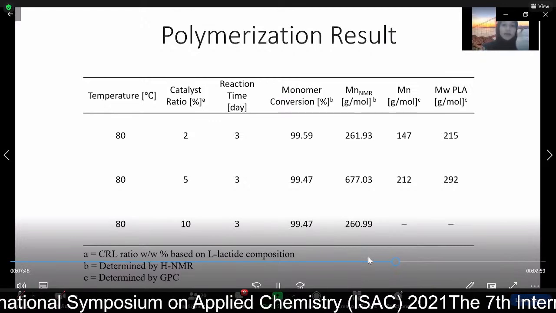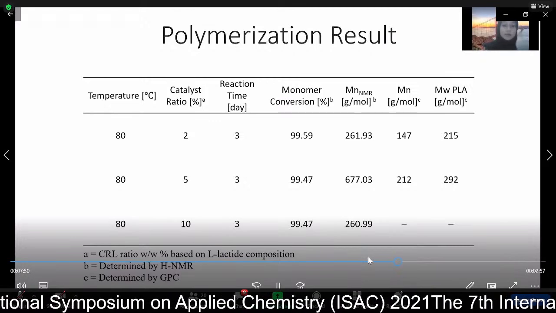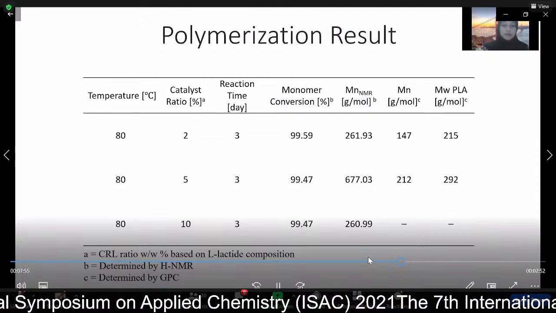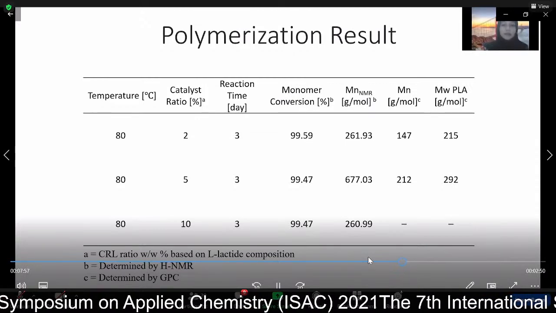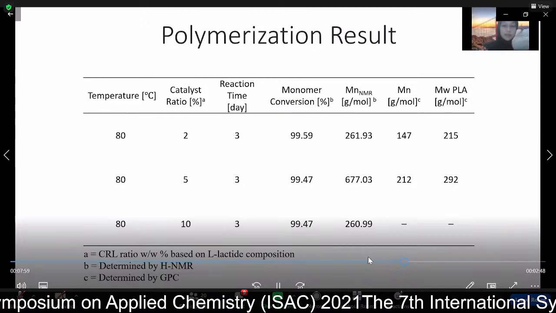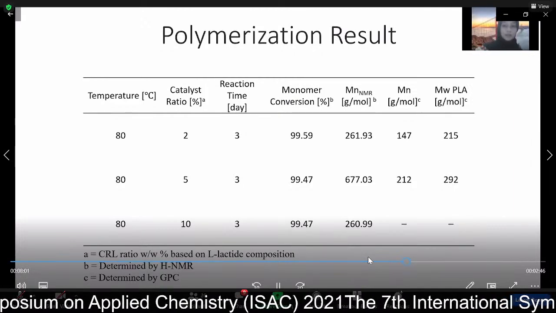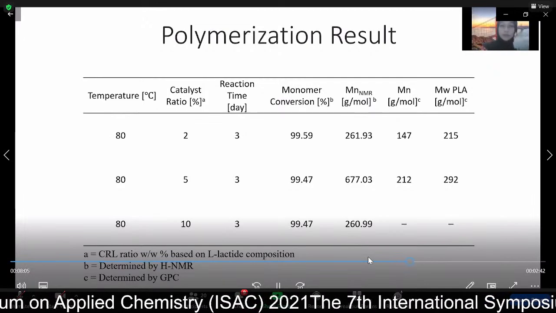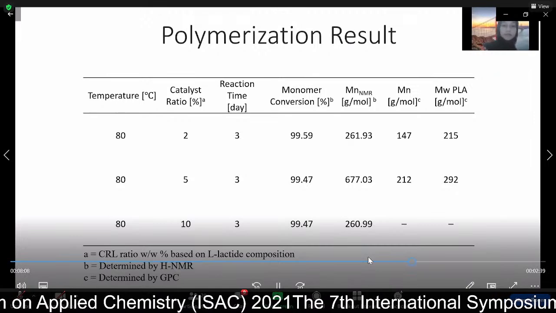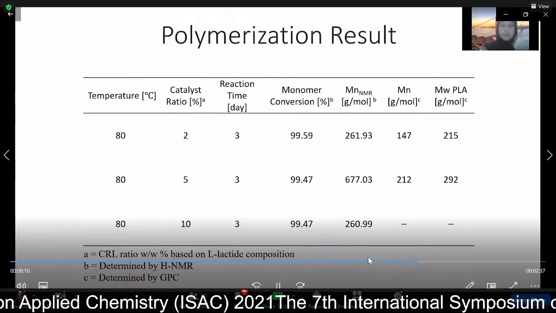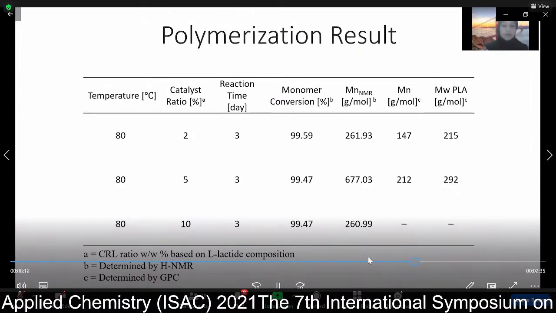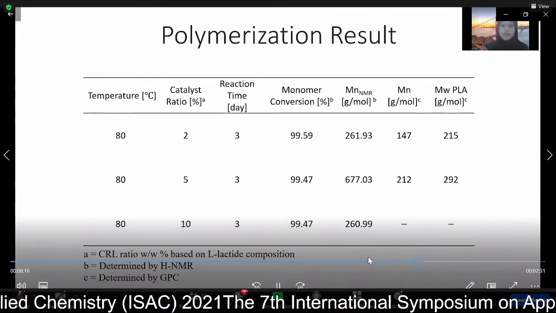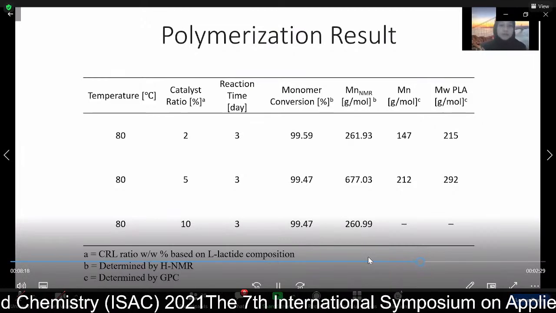The highest molecular weight was achieved with a value of 292 gram per mole using a 5% catalyst ratio. This is categorized as a low molecular weight. In the process, samples were precipitated in cold methanol, and there was no precipitate, and the sample remained liquid. This can be caused by the low molecular weight of the PLA content, which doesn't support the formation of PLA crystals.